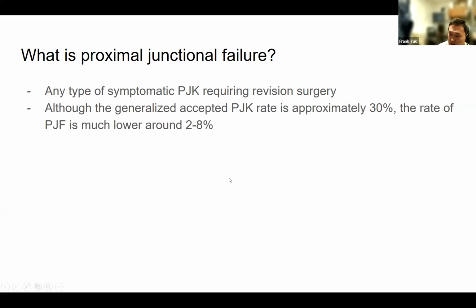And although the generally accepted PJK angle is approximately 30 degrees, whenever anyone asks you about PJK, it's approximately 30 degrees. The rate of PJ failure is much lower, around 2 to 8 percent. So not every PJK requires surgery to repair it.